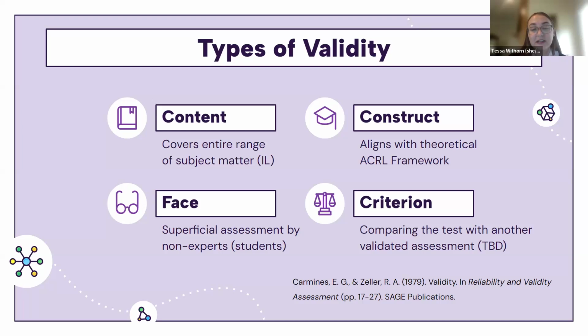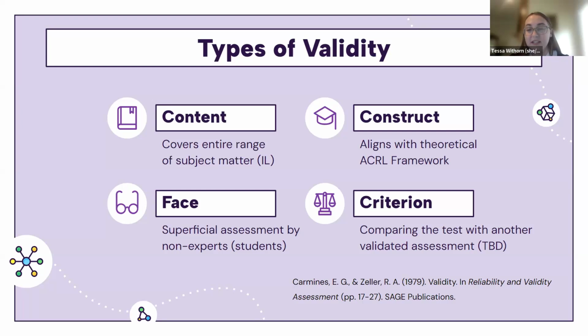There's also face validity, which is a superficial assessment by non-experts. And in this case, I'll be talking about students taking the assessment. And there's also a less common but still important type of validity, criterion-related validity, which is where you can pair a test with another validated assessment. So this is not something that I have done, but something I could do.